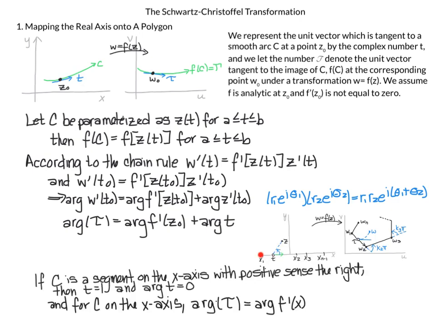Remember, on our Schwarz-Christoffel, we're mapping the real axis here. So in this case, for t, the angle is equal to 0 because we're on the real axis. So for c on the x-axis, on the real axis, the argument of tau is simply the argument of f prime at z naught. Since this is equal to 0, the argument of t is equal to 0.